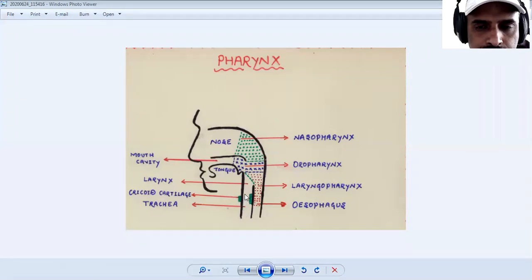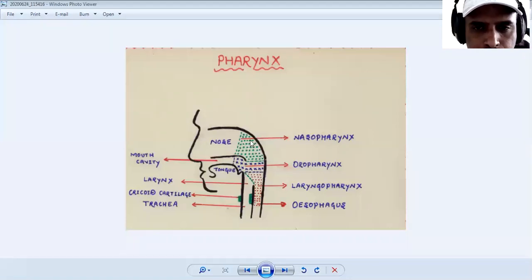The upper respiratory passage extends to the inlet of the trachea. We include the trachea, bronchus and lungs as the lower respiratory passage, till the alveoli. When you see the diagram of this pharynx, behind the nose, behind the oral cavity and behind the larynx, all of this you are going to get as the pharynx.